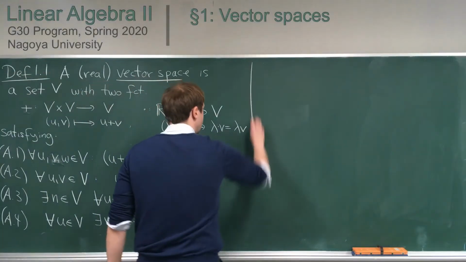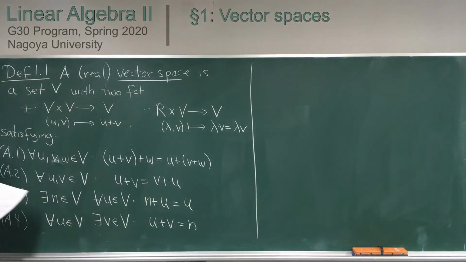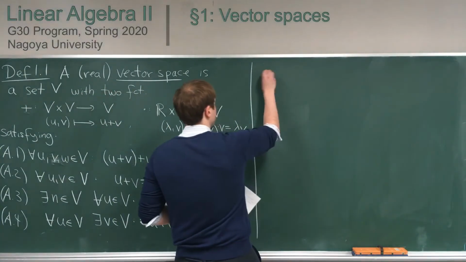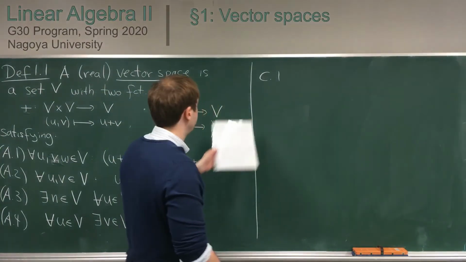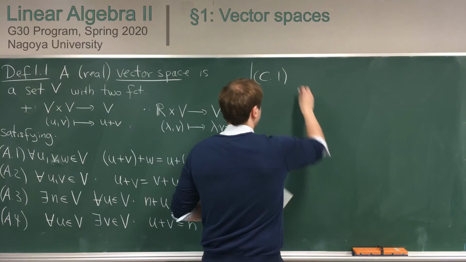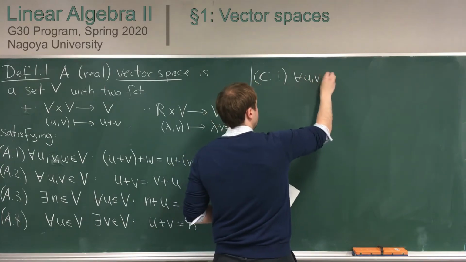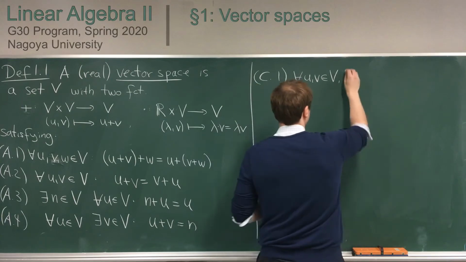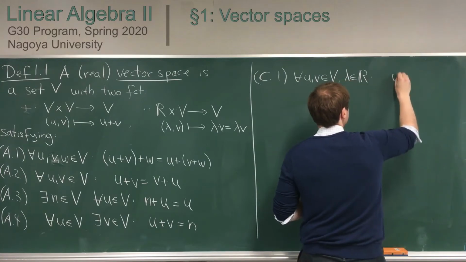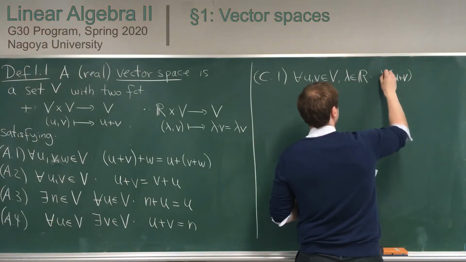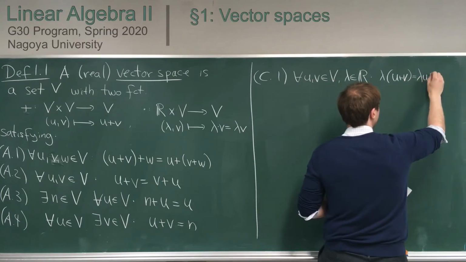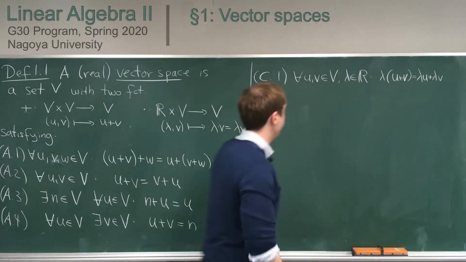And there are also conditions for the interaction of addition and scalar multiplication, which I will call C1 up to C4, standing for compatibility of addition and scalar multiplication. And the first one is that if I have two elements, u and v, and I have a scalar, lambda, then if I add u to v, and then take the scalar multiplication, this is the same as first taking scalar multiplication lambda with u plus lambda with v.